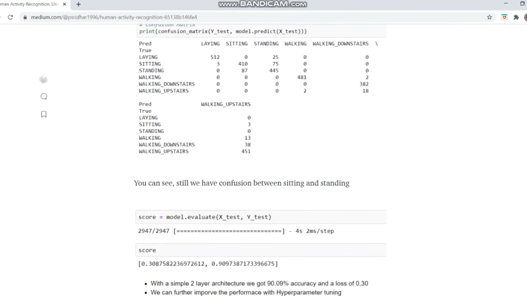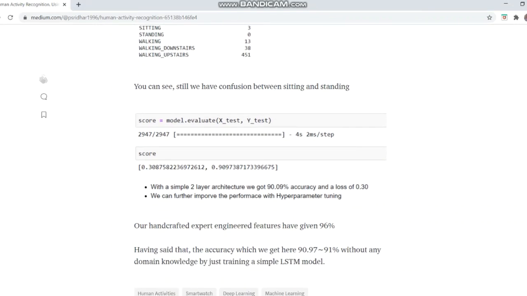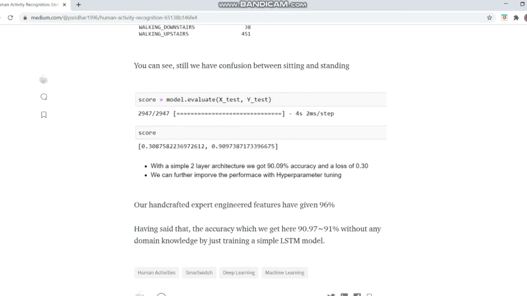You can see, still we have confusion between sitting and standing. Our handcrafted expert engineered features have given 96%. Having said that, the accuracy which we get here is 90.97-91% without any domain knowledge, by just training a simple LSTM model.